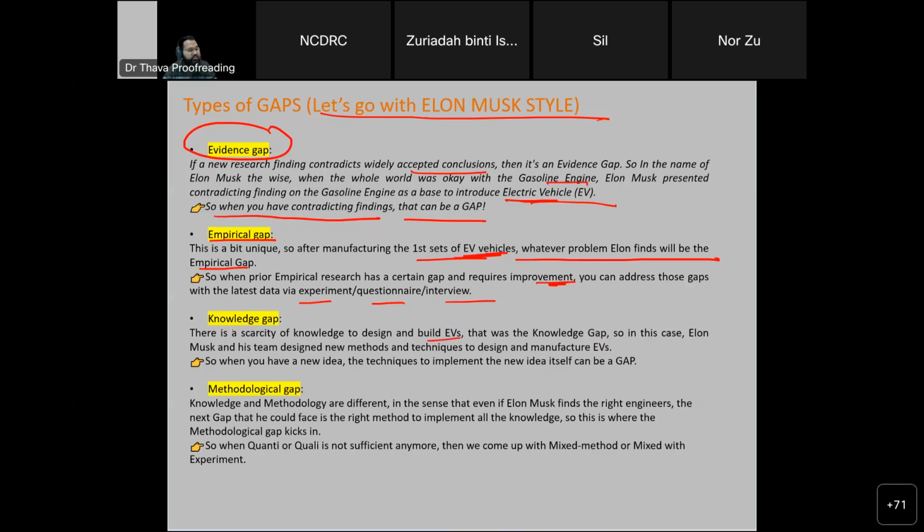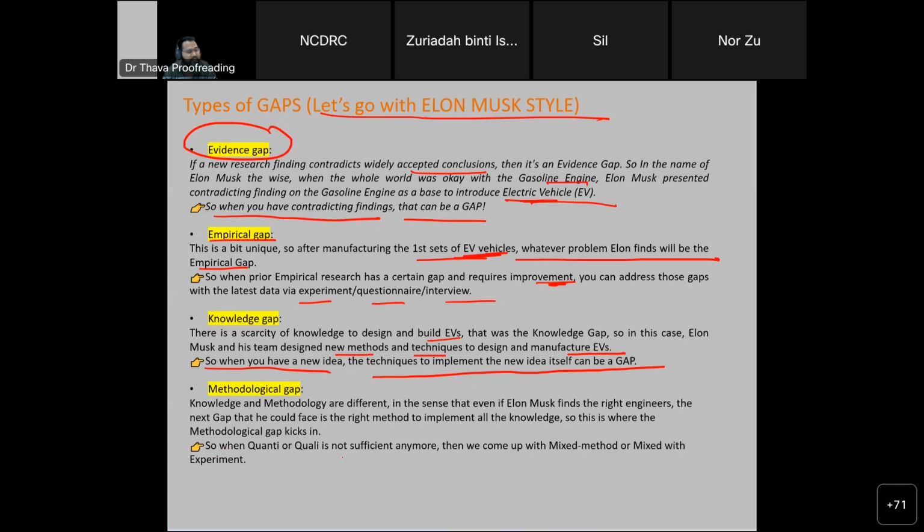So in this case, Elon Musk and his team designed new methods and techniques to design and manufacture electric vehicles. This is their solution. So when you have a new idea, the techniques to implement the new idea itself can be a gap. Okay, that is slightly different from methodology. Methodological gap is knowledge and methodology are different in the sense that even if Elon Musk finds the right engineers, okay, the next gap that he could face is the right method to implement all the knowledge. You have this, but don't know how to use it as a solution. So this is where methodological gap kicks in, know-how.